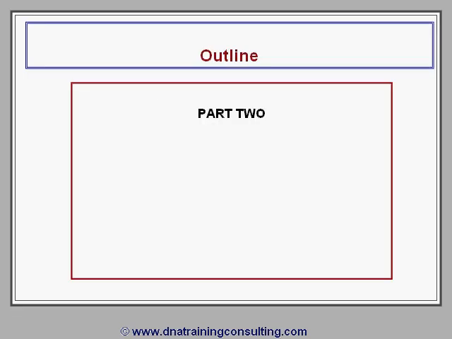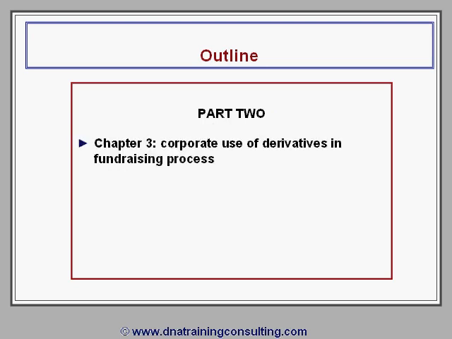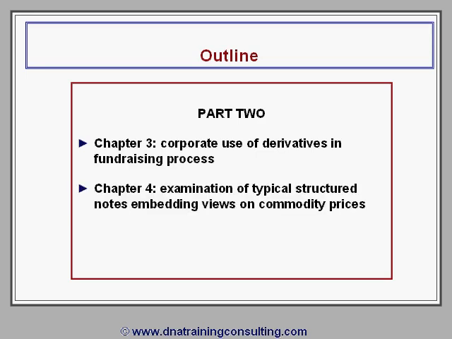We remind you that this part 2 contains chapters 3 to 5 of the module, with chapter 3 focusing on how corporates incorporate the use of commodity derivatives in the fundraising process to reduce their cost or obtain a number of accounting benefits. Chapter 4, examining a number of typical structured notes that embed views on commodity prices. And Chapter 5, containing the quiz.